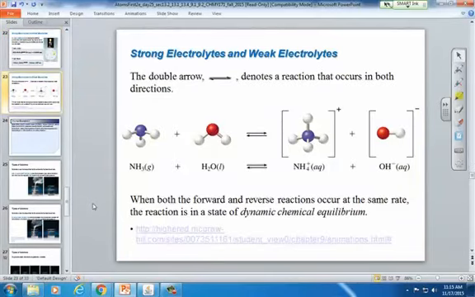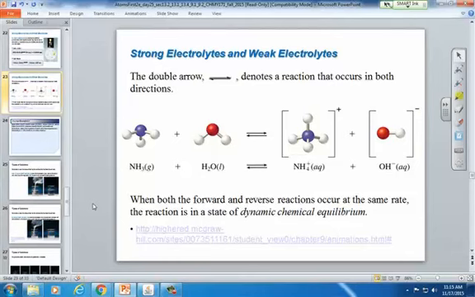So again, if you remember what we said about the double arrow, that means you have an equilibrium. So when I have a weak substance, it can react with water to produce some charges, but then those charges are not as stable. What's the difference between a weak and a strong?